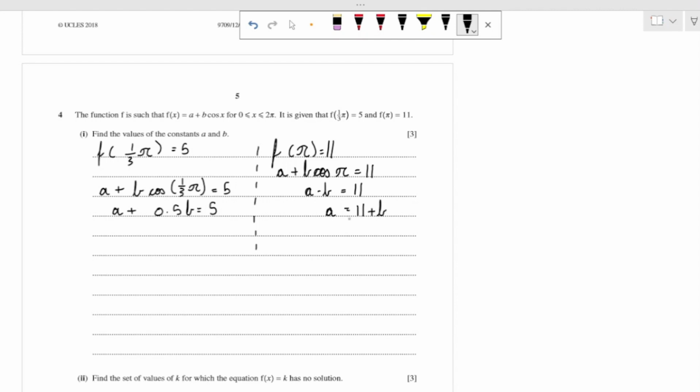Now we're going to substitute this equation into the first equation which we made. So a over here will be 11 + b, plus 0.5b = 5. When we solve for b, we get b as −4. And similarly, if we substitute the value of b over here, 11 − 4, we get the value of a as 7.